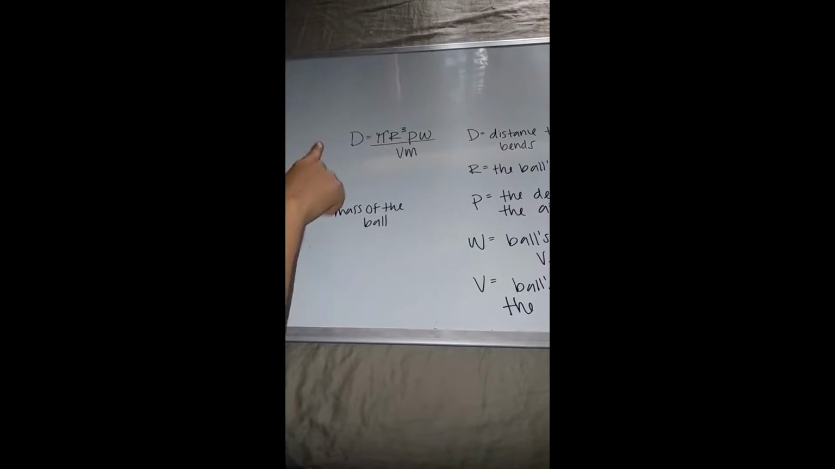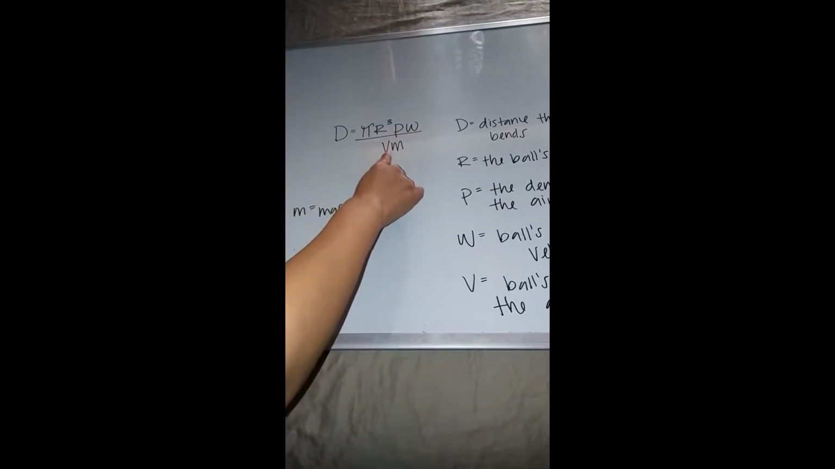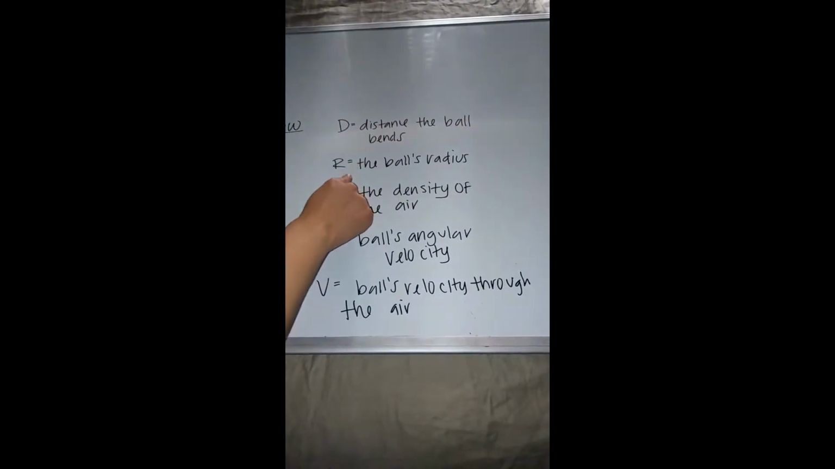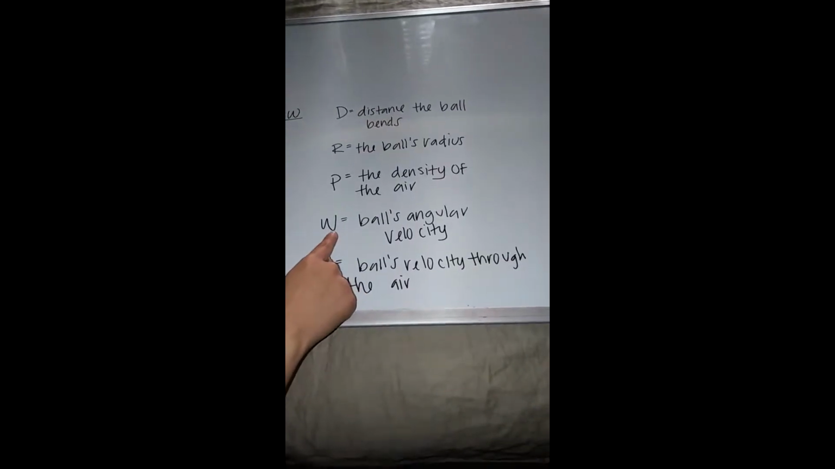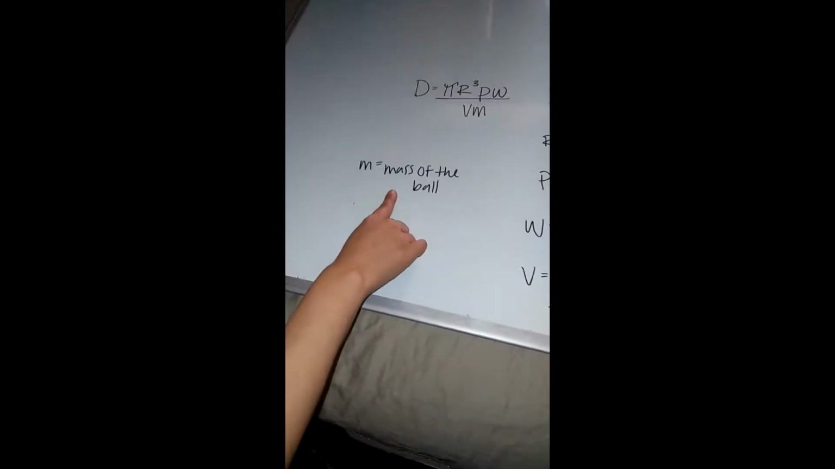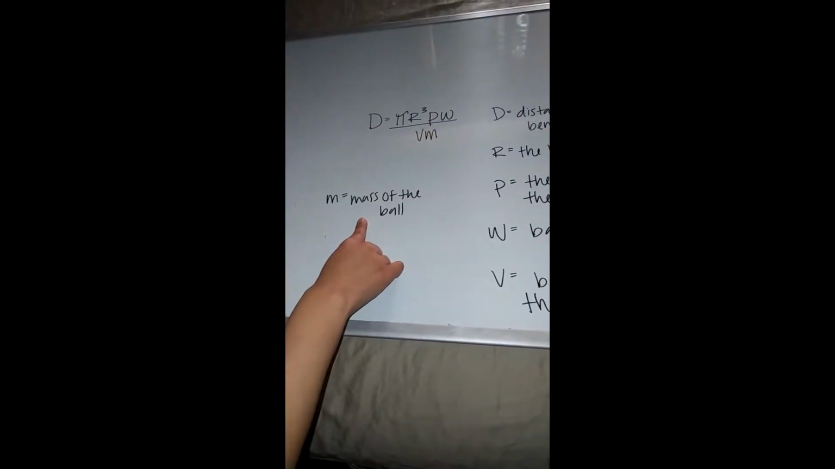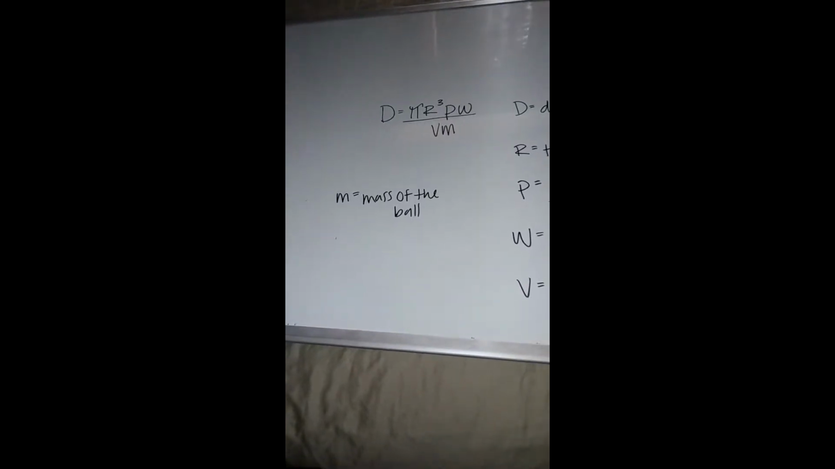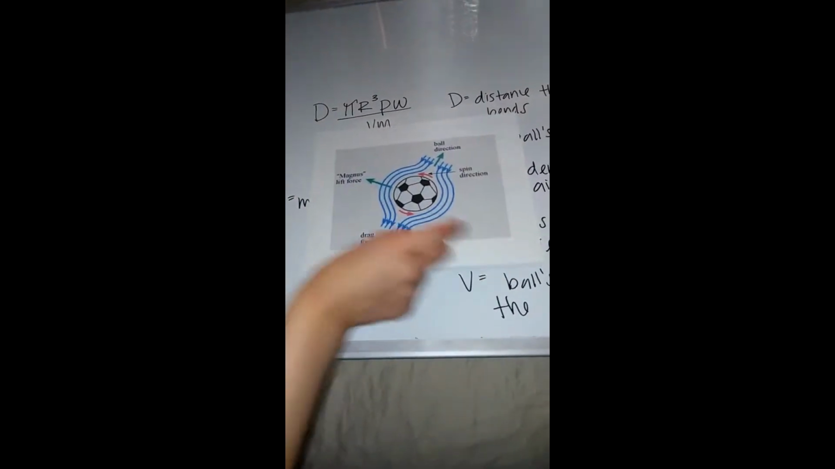The formula D equals pi times r cubed times p times w over Vm, where D is the distance the ball bends, r is the ball's radius, p is the density of the air, w the ball's angular velocity, v the ball's velocity through the air, and m the mass of the ball, demonstrates the distance a ball bends as a result of what is known as the Magnus effect. The Magnus effect helps explain how Roberto Carlos was able to curve the ball.